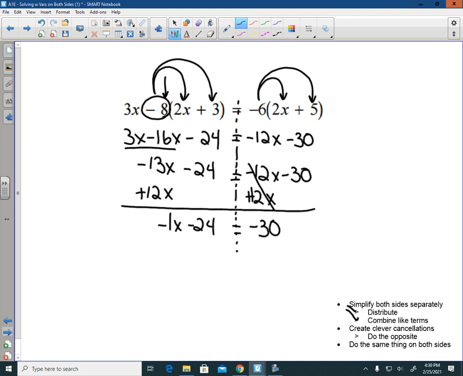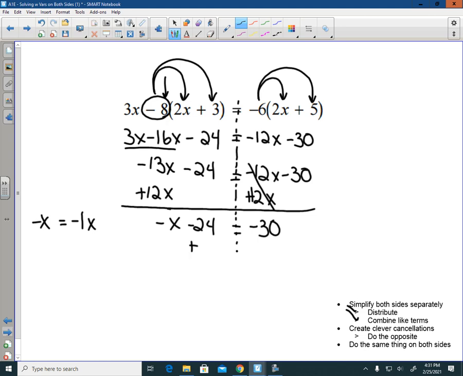Now, just as a side note, sometimes you'll see this as a negative x. That's exactly the same thing. And in fact, you're going to see that a lot. And so here's what I'm going to do. I'm just going to work this problem like that. Keep in mind that negative x is the same as negative 1x, okay, as we go through this. But I want to work the problem with negative x so that you can see how to work with it when you're getting into your homework. Okay, so we have negative x minus 24 equals negative 30.